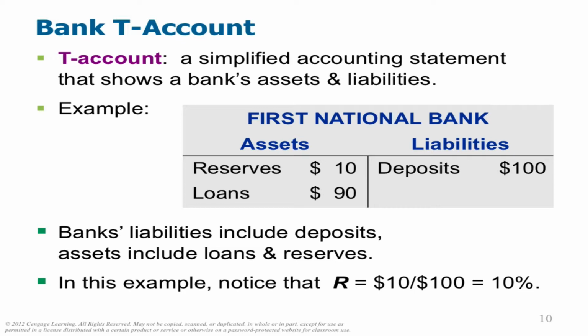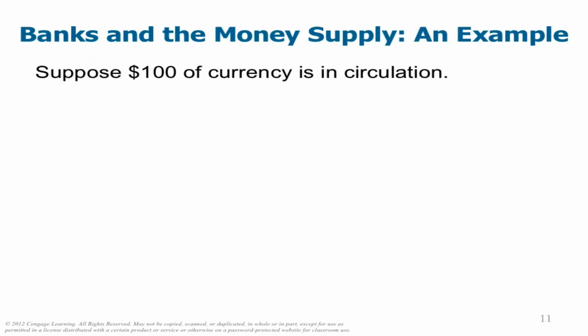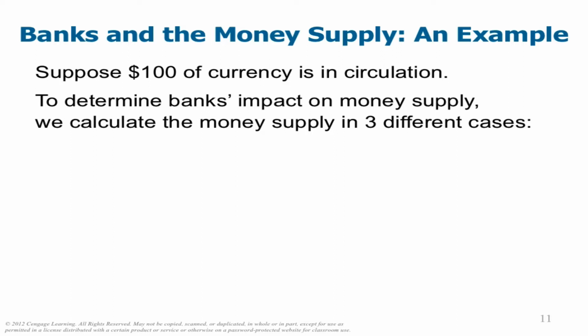Not necessarily tough stuff, right? Not when we're dealing with a deposit of 100. So, our entire economy has $100 of money in circulation. We're going to calculate the money supply in 3 different scenarios. Remember, the entire money supply is $100. This is a very, very simple economy.